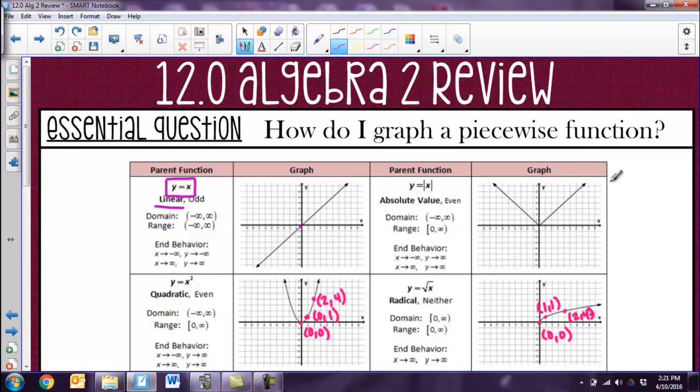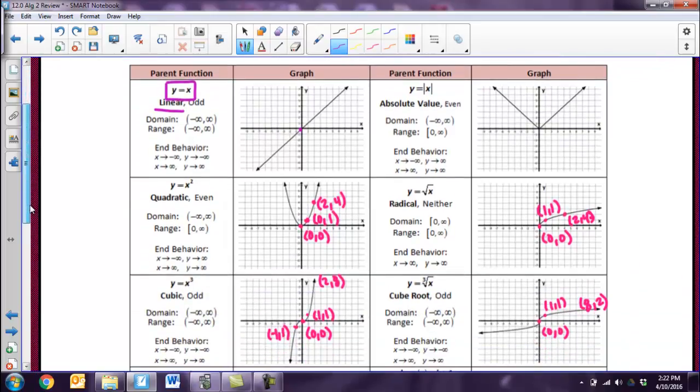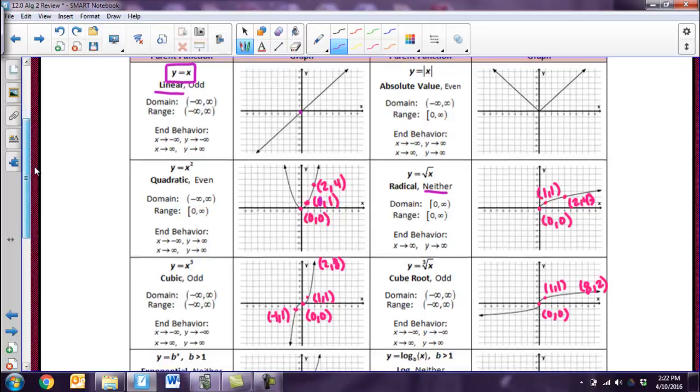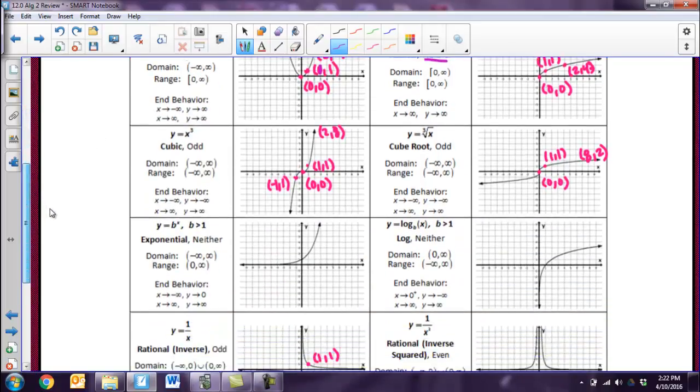The absolute value function makes that V shape. Your quadratic parent function is the U shape, which again is just y equals x squared, so you could get your important points there. That should say 1, 1. The square root function, again, it doesn't have any sort of symmetry because it's only in the first quadrant, and there are some of your important points. Cubic and cube root, you've seen a lot.